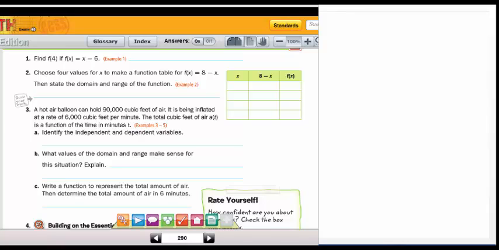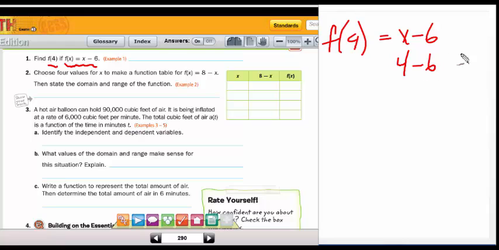Problem number 1, they ask us to find f of 4 if f of x equals x minus 6. Well, remember the idea here is to find f of 4 if we place it in the equation for x. So instead of x minus 6, we end up with 4 minus 6, and that we can easily determine is negative 2. So our first answer is negative 2.